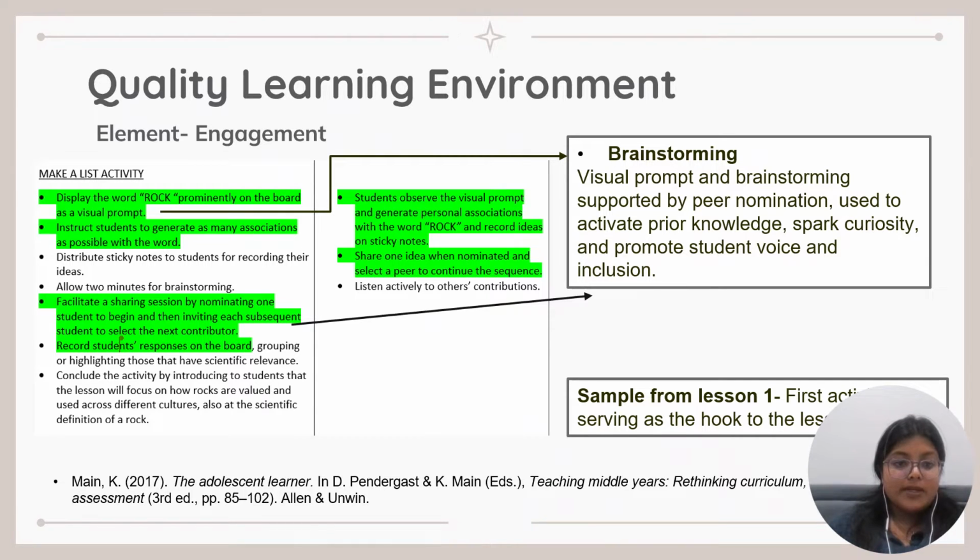In the brainstorming, it was done through an activity called Make a List. So what the students were supposed to do was look at the cue on board, which was the word rock, and try to think of anything that connected to that word. Once they've written, they could be a nominee. The one who is sharing could pick who the next person to share would be. So this kept everyone active and involved while also being a bit curious. So this was a good hook to the lesson.